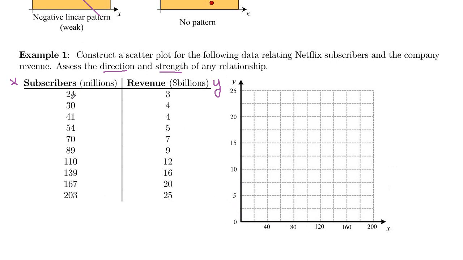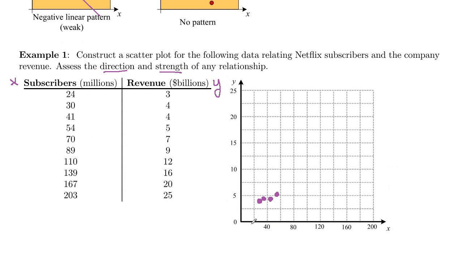So when X is about 24, Y is 3. So this would be 20. So 24, 3, about right there. When X is 30, Y is 4. So 30 and 4, getting a dot close in there. 41 and 4, so 41 just to the right of 40, height 4. 54 and 5, so this would be 60, so 54 would be almost to that 60, go up to 5, about right there.